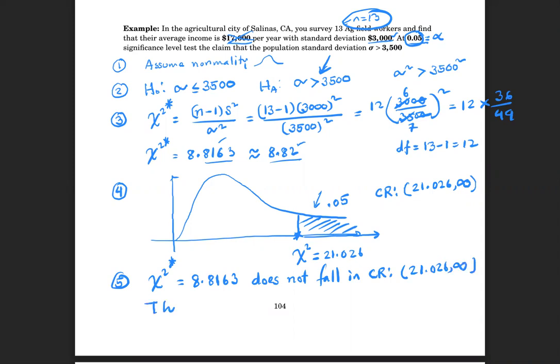Thus, I do not reject the null hypothesis that sigma is less than or equal to 3,500. Why? Look, our test statistic, 8.82, let's say, is probably going to be somewhere here, right? Actually, not even there. 0 is right here, right? So 8 is probably more like here.